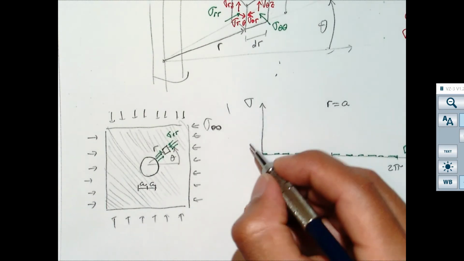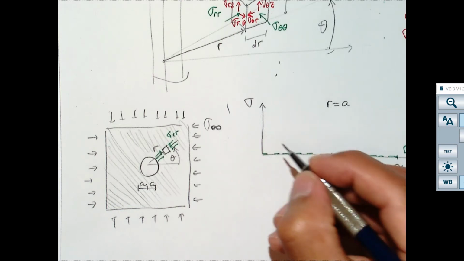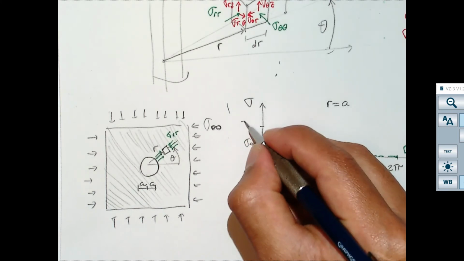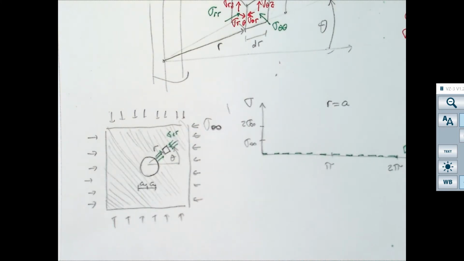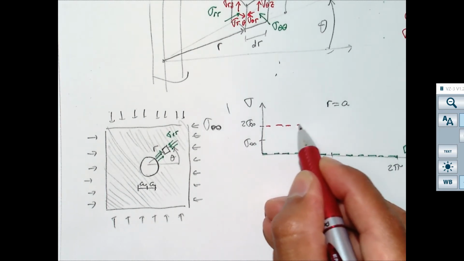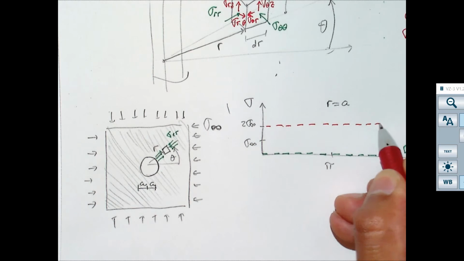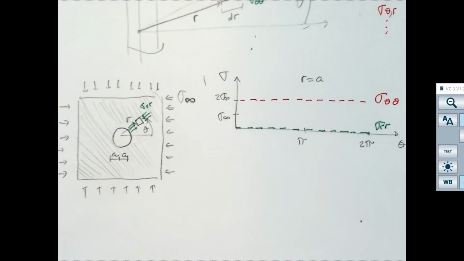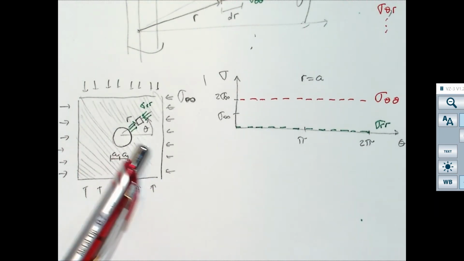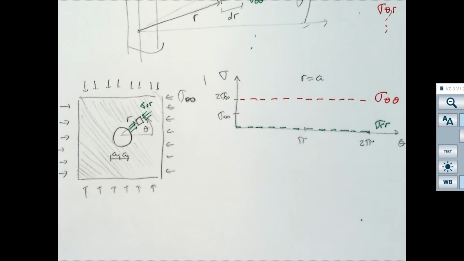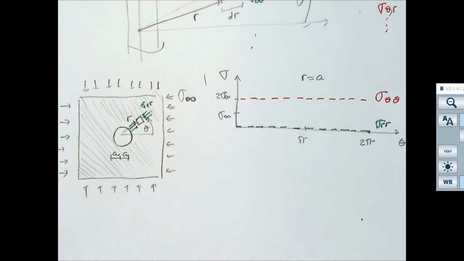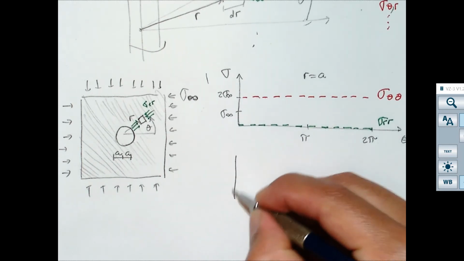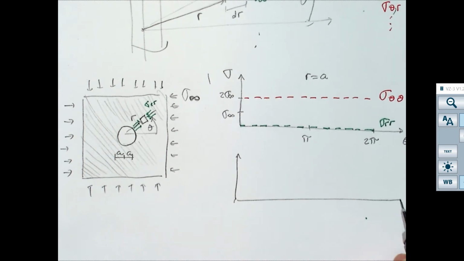And what the Kirsch solution tells us is that the value of that stress is going to be 2 times sigma infinity. All around the wellbore, the hoop stress is going to be the same, and it's going to be 2 times the stress in the far field. What that means is that by making a cavity, we have amplified the stress around the wellbore. And the closer you are to the wellbore, the bigger that amplification is.